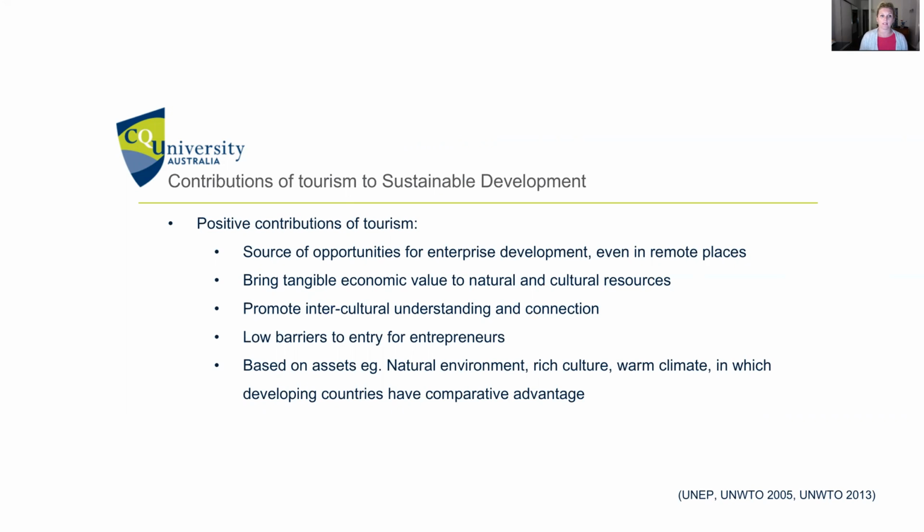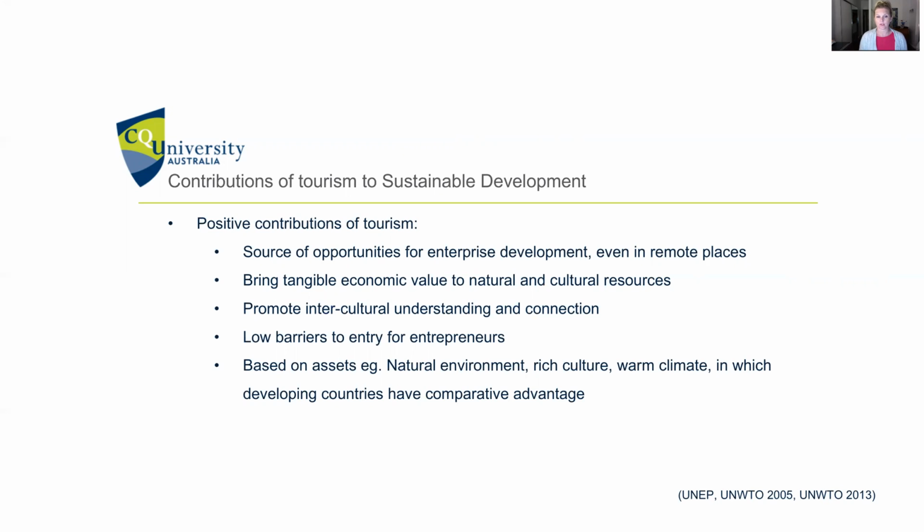You may have farming or mining or some of these larger, more primary industries, but sometimes these places are actually in incredibly beautiful landscapes. Sometimes tourists actually find the remoteness of a place and the lack of people to be very appealing. And so there's opportunities there to actually draw certain people into your community and develop an enterprise. And so tourism can often develop in really unusual places and provide people with an opportunity for income.